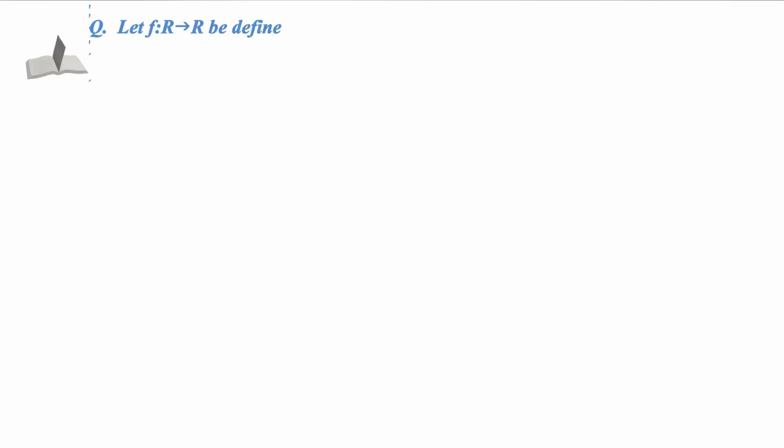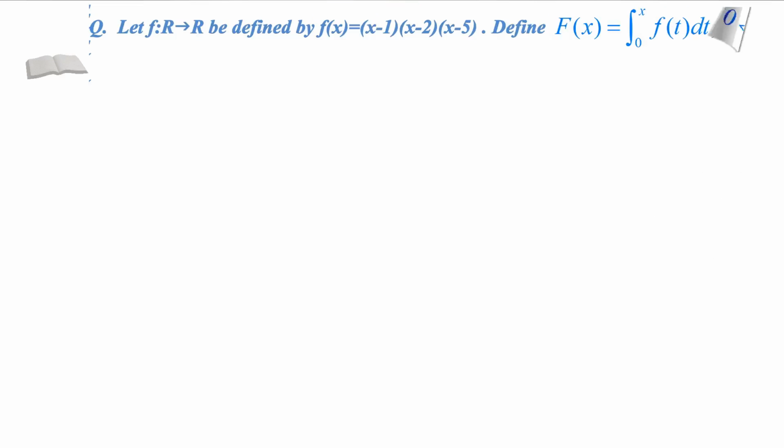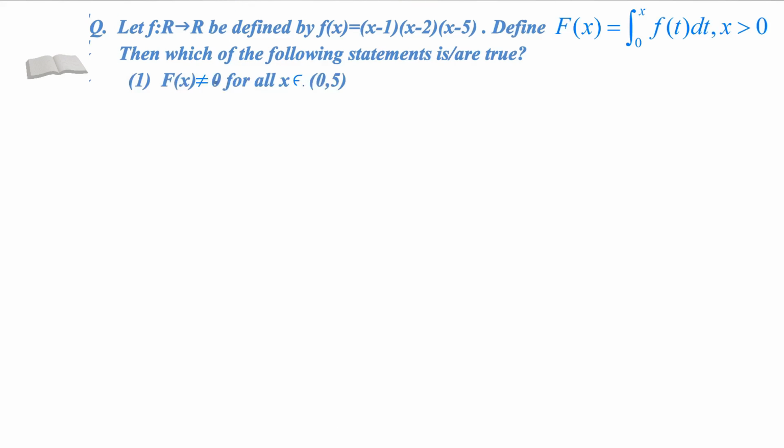Let the function f from R to R be defined by f of x equal to (x minus 1)(x minus 2)(x minus 5). Define capital F of x equal to the integral from 0 to x of f of t dt, for x greater than 0. Then which of the following statements are true?